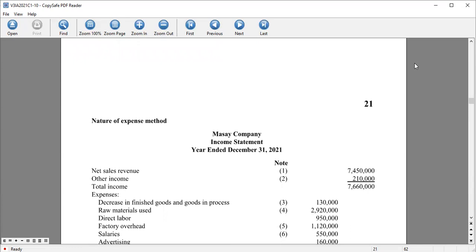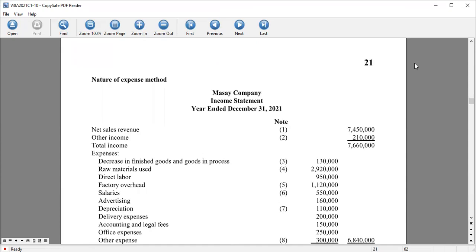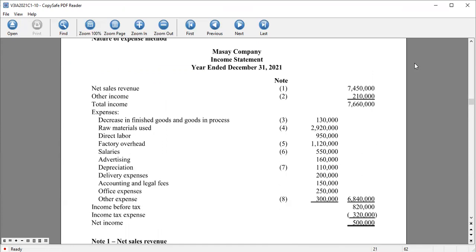And total, then we deduct the expenses. First, we have decrease in finished goods and goods in process. And then we have the raw materials used, direct labor, factory overhead, salaries, and advertising. Now, we have depreciation, delivery expenses, accounting and legal fees, office expenses, and finally other expense in note number 8, giving us the total of the expenses by using the nature of expense method and deduct the income tax.